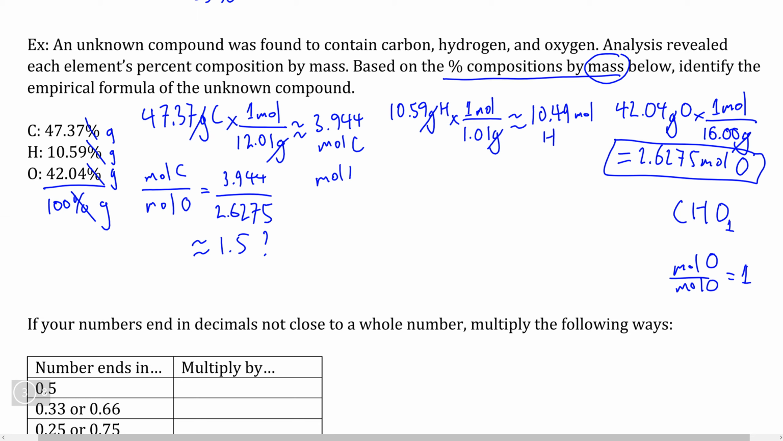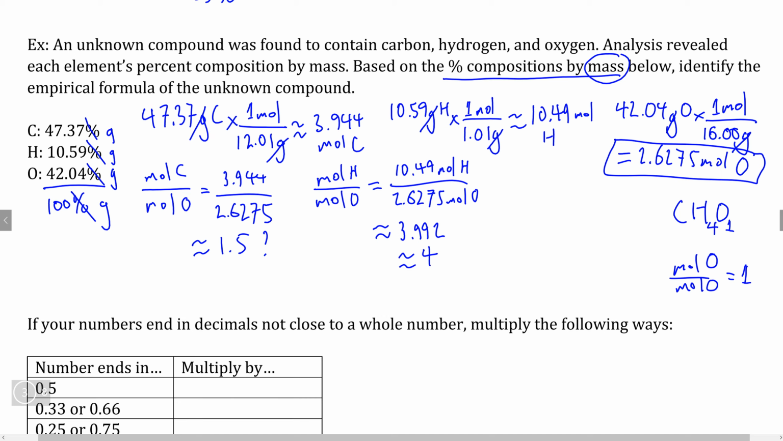So if we compare our moles of hydrogen to our moles of oxygen, we're going to take 10.49 moles of hydrogen, and we're going to divide by 2.6275 moles of oxygen. If you put this into your calculator, this comes to approximately 3.992, which again, 3.99, it's fair to say that we can round that up to 4. So in this case, what we figured out is that if we have 1 mole of oxygen in this compound, that would correspond to 4 moles of hydrogen.